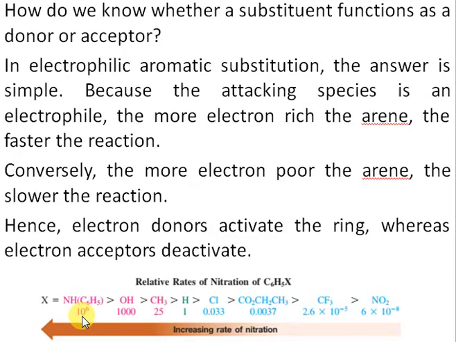So whenever you have confusion in an aromatic substitution reaction about whether the substituent is a donor or acceptor, just see the rate of reaction. Any substituent that is increasing the rate of reaction should be a donor, and any substituent that is decreasing the rate of reaction should be an acceptor.